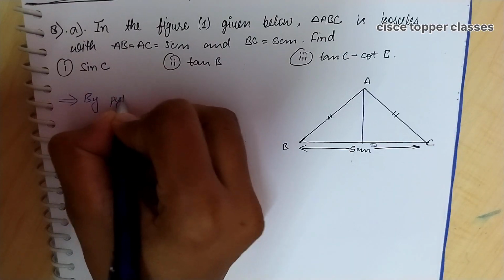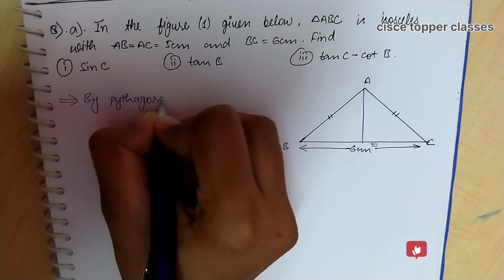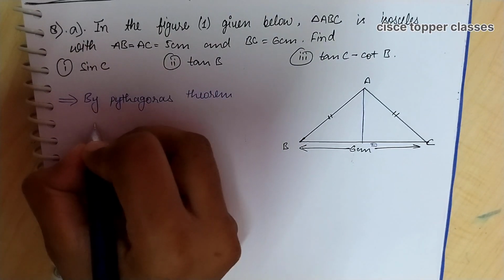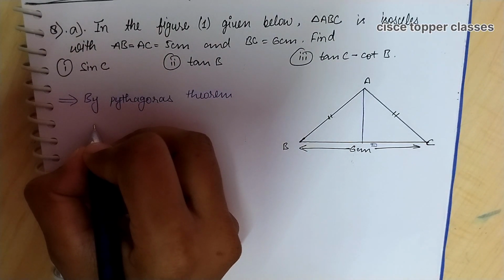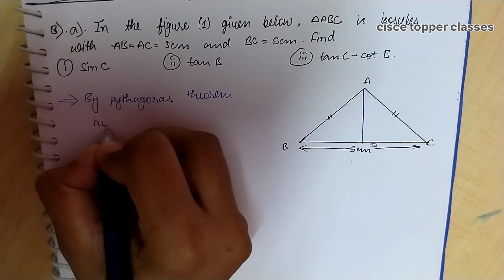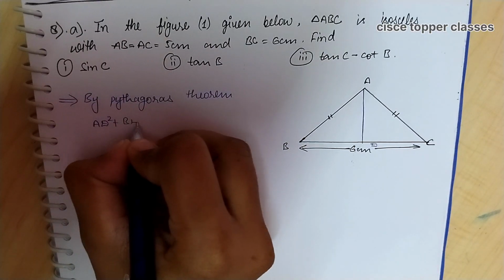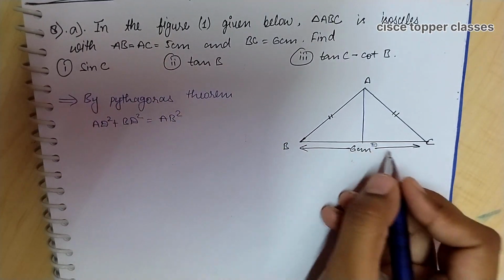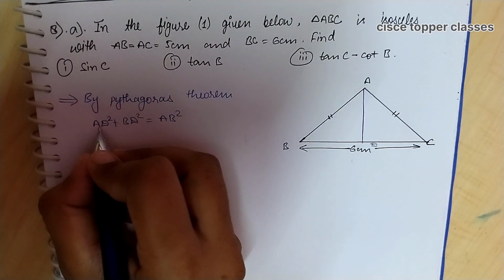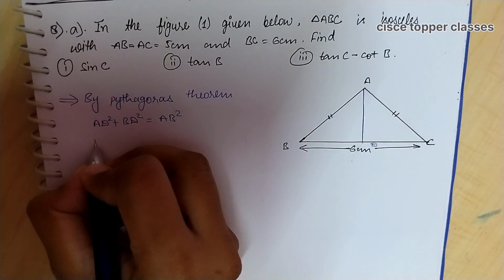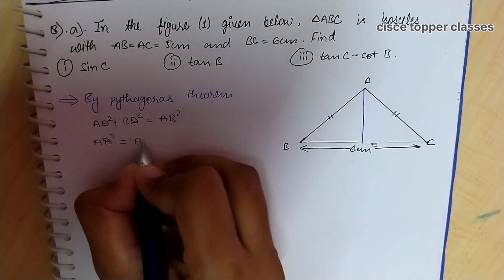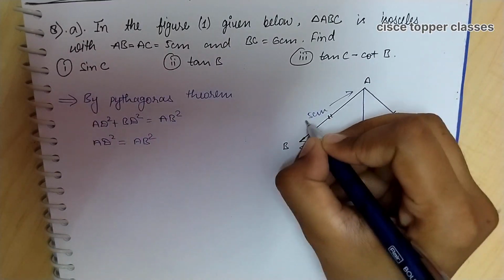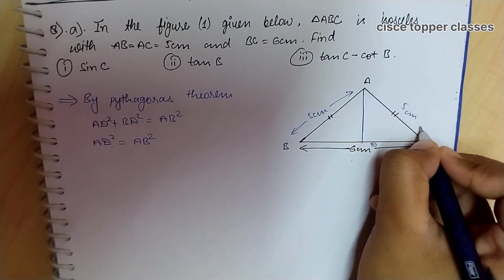So by Pythagoras theorem, we can write the value of AD. AD square plus BD square will be the hypotenuse AB square. We know here BD is equal to half of 6. So AD square is equal to AB square minus BD square. Hypotenuse we know because this is also 5 centimeter. These two sides are equal because it is an isosceles triangle.